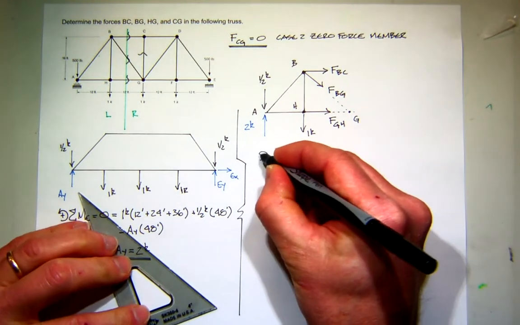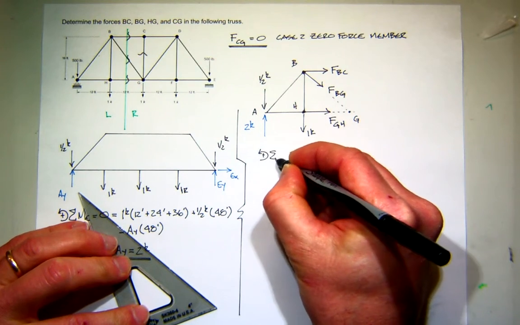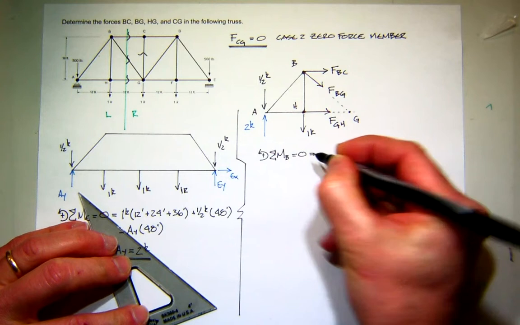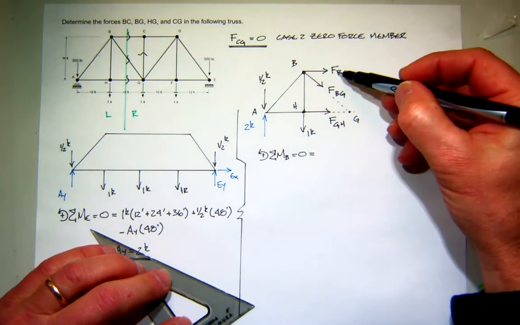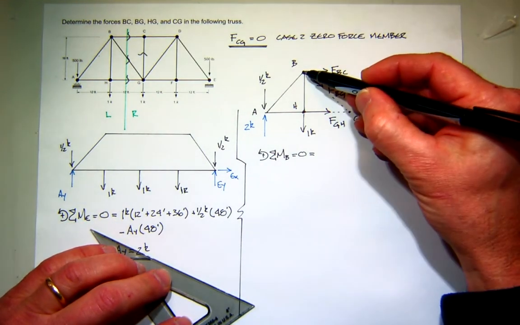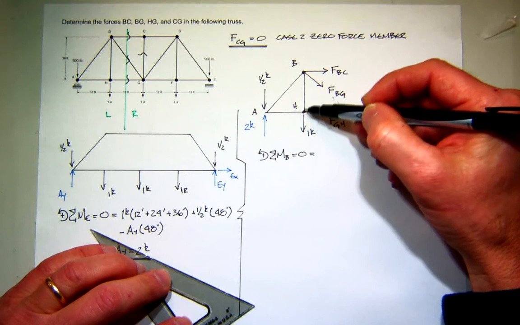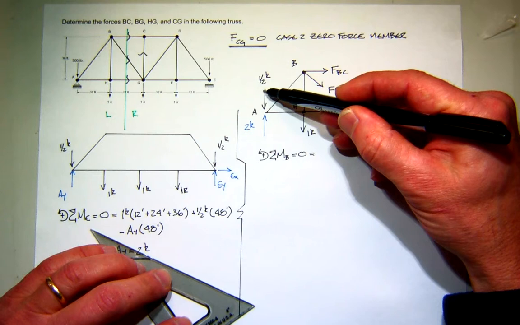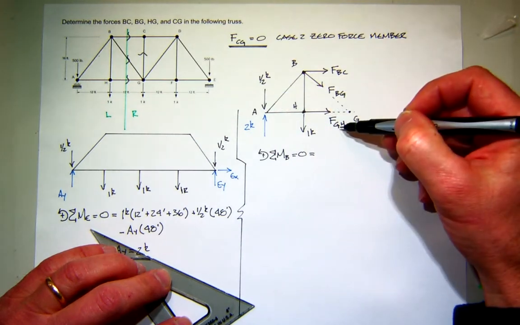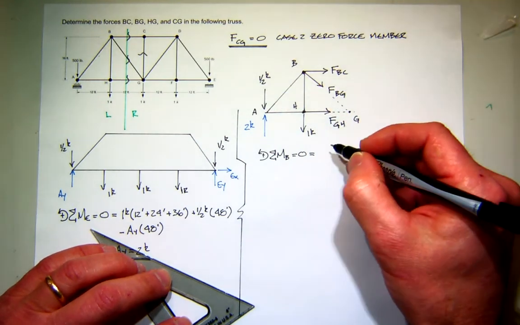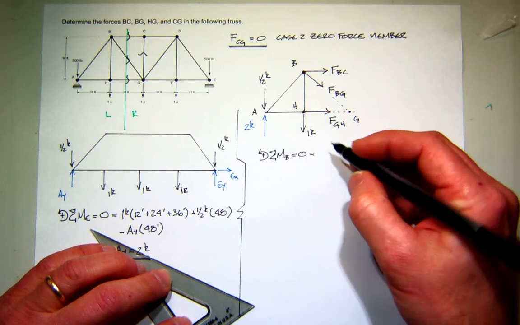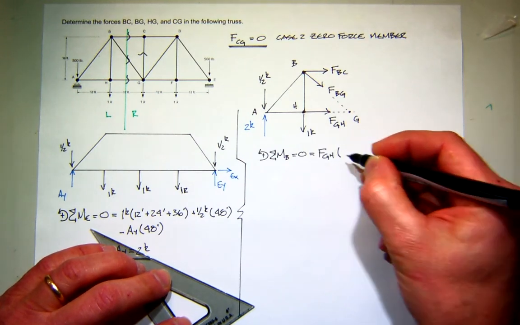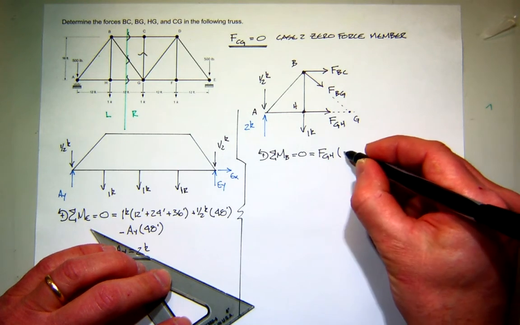So I'm going to sum moments about B, because that's the first one you suggested. So now, let's see. BC and BG go through B, no moment. This 1 kip force at H passes through B, no moment. So I just have these 2 forces over here to account for, and the force GH. Now GH is going to create what kind of moment about B? Positive or negative? Positive. So there's the force in GH, and its moment arm is the height of the truss, which is 16 feet.